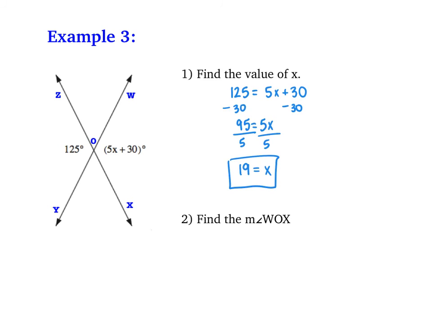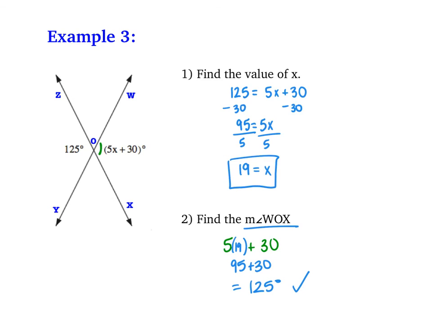Now to find the angle, this means the measure of angle WOX. If I look at where WOX is, it's right here. There are two ways to find this. I know that since they're vertical, it has to be 125, but we'll use our x value to make sure that we have the right answer. I'm going to take that 5x + 30, and instead of x, substitute in our answer of 19. I'm checking, is 5 times 19 plus 30 really equal to 125 like it should be? Well, 5 times 19 is 95, plus 30 gives me the 125 degrees that I was looking for.